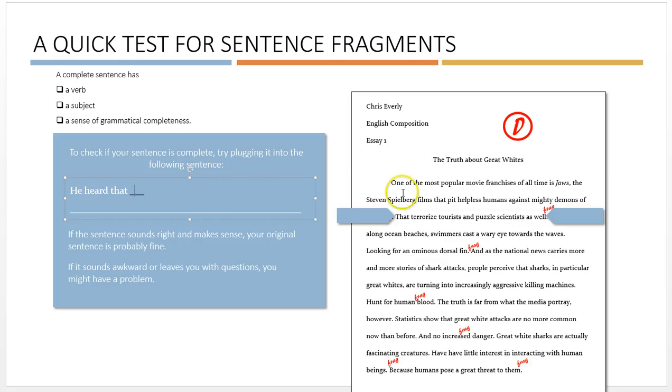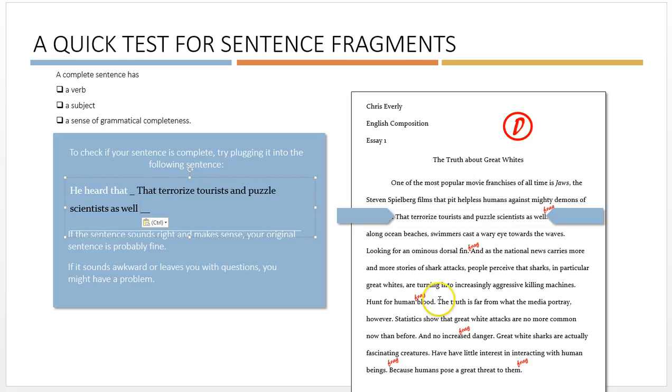So here's an example from our paragraph: that terrorized tourists and puzzle scientists as well. And I'm just going to read this aloud. He heard that terrorized tourists and puzzle scientists as well. That sounds awkward. Those two that's right here are a big clue that something's wrong. So in this case, I can tell pretty easily that terrorized tourists and puzzle scientists as well is a fragment.